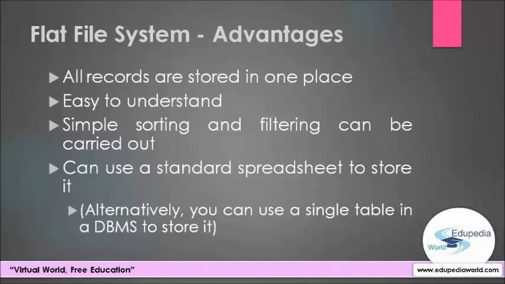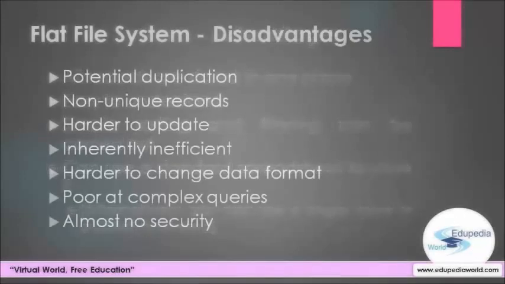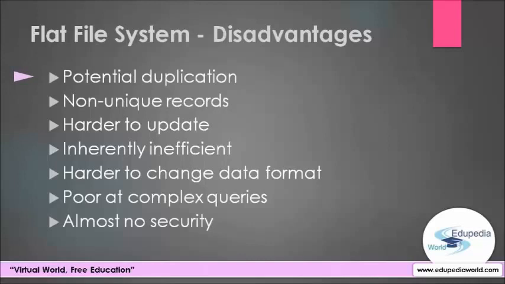For all the advantages of flat file systems, there are disadvantages too. Let's try to capture some of them. And finally, you may realize it has more disadvantages than advantages. Number 1. Potential duplication. With perhaps thousands of records in a file, it can be a very tedious process to spot duplicate records, especially if more than one person is maintaining the table. Number 2. Non-unique records. There might be records having identical IDs, and there is nothing in a flat file system to stop this.